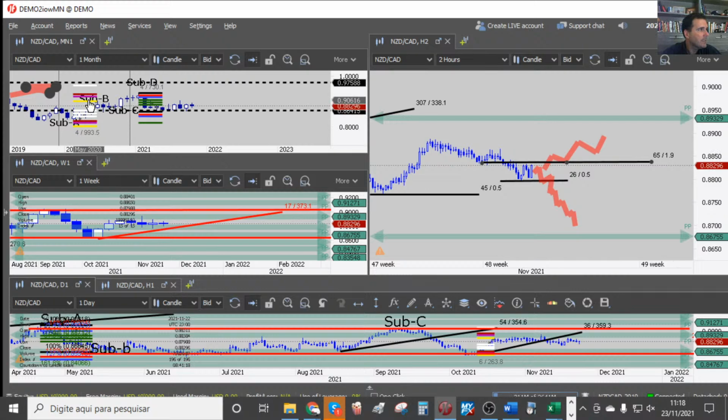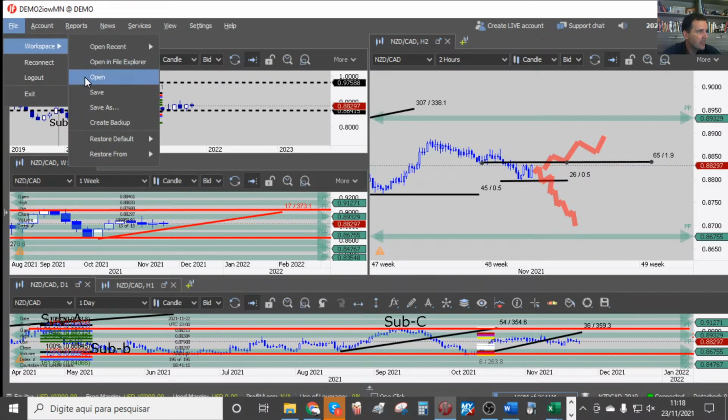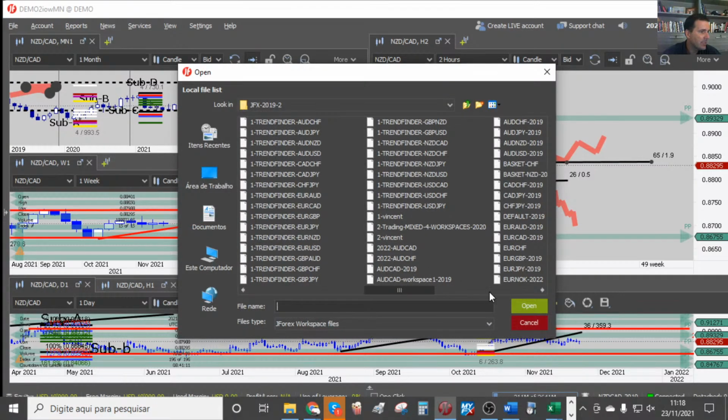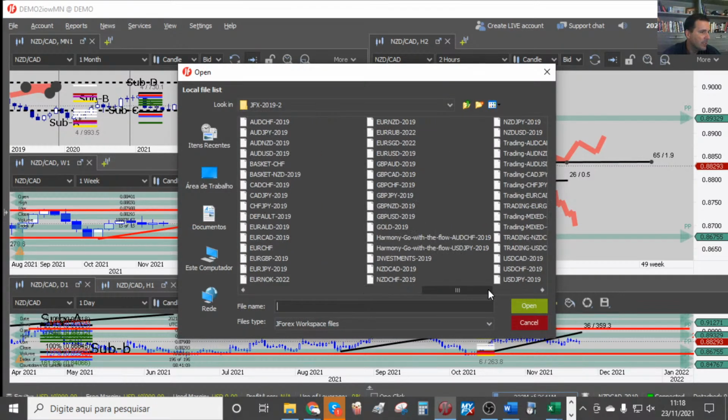Okay everybody, now this is NZDCAD and open. Let's check the other one. NZDCAD, Fibonacci wise, right? NZDCAD.